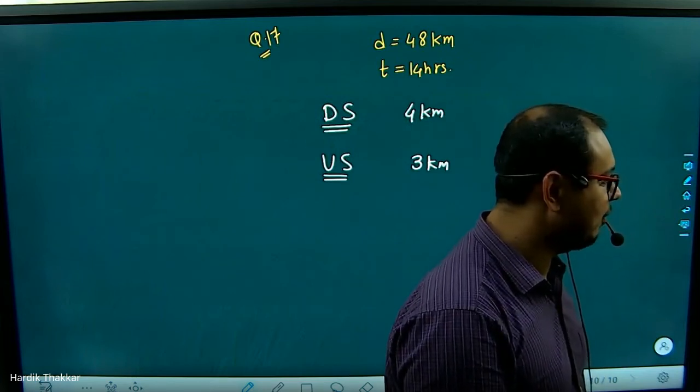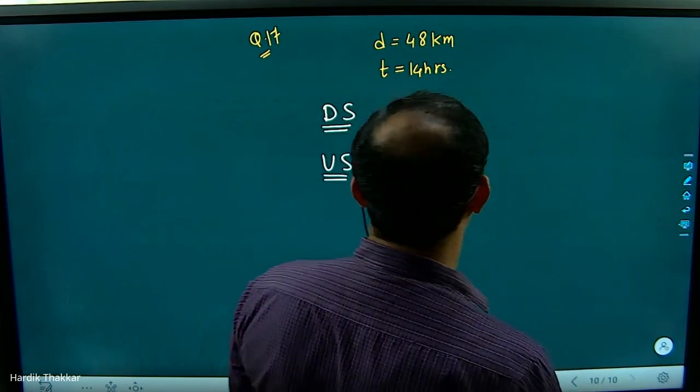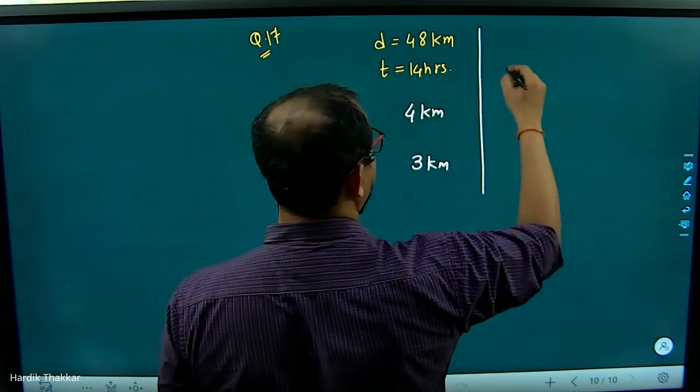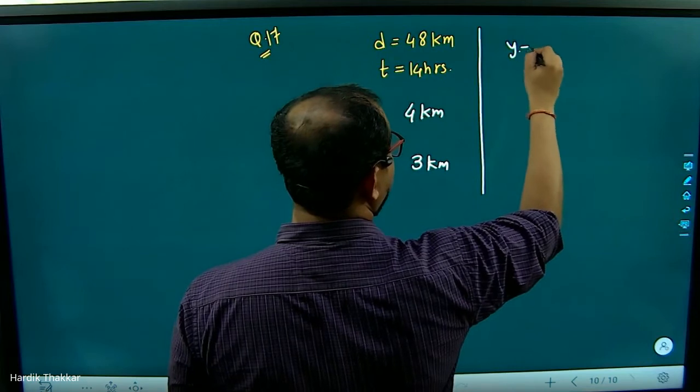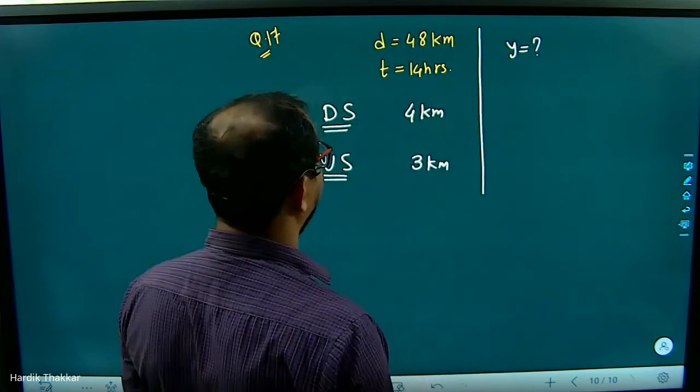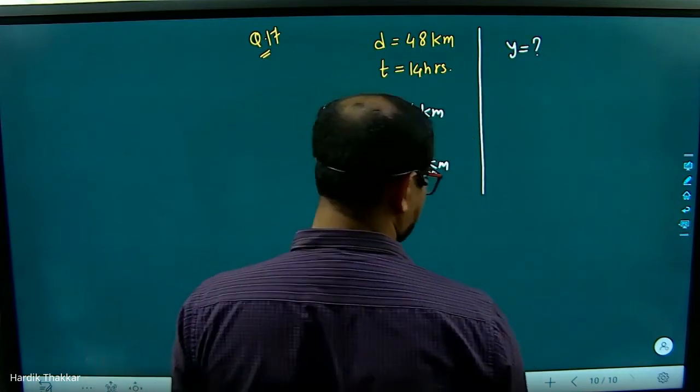Find the speed of the stream. Speed of the stream means you have to find y. Y is equals to question mark. Okay. D is given, upstream, downstream.